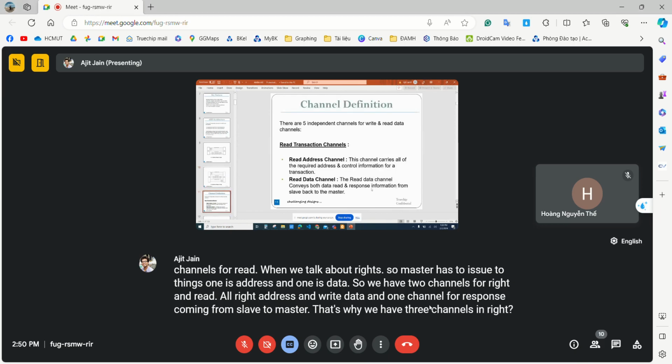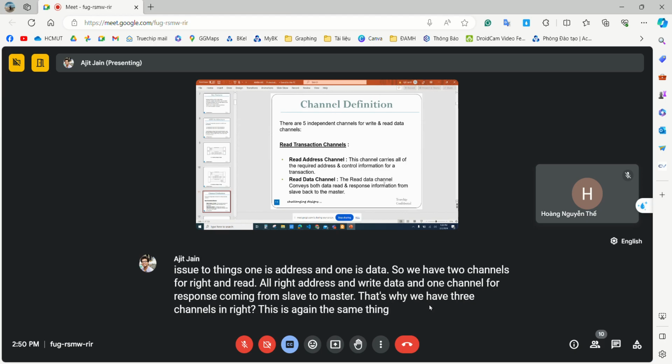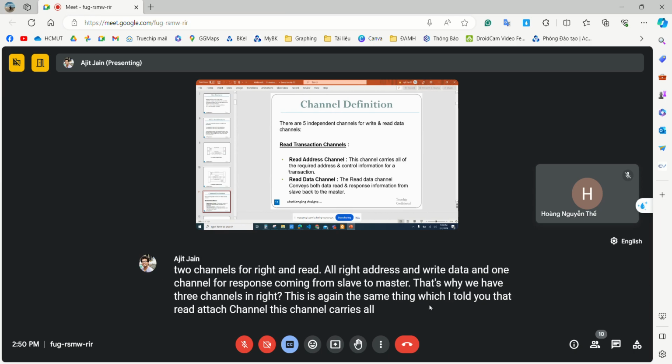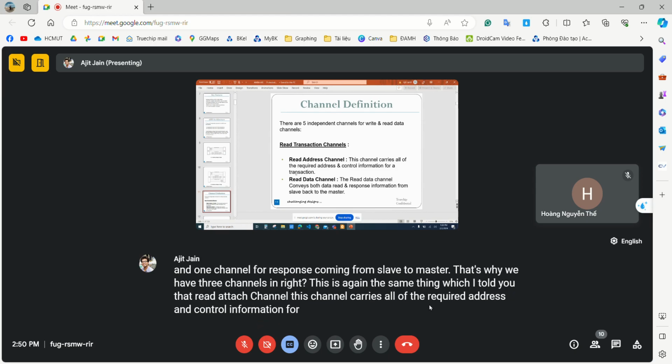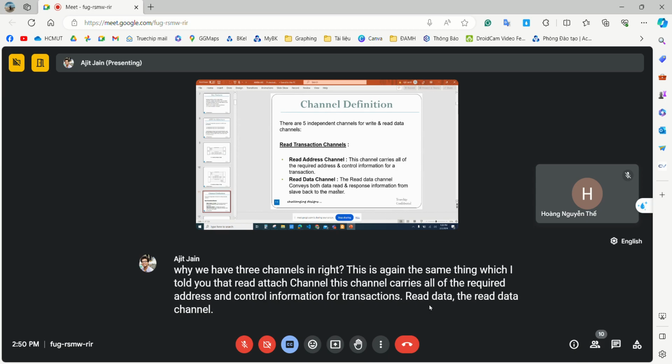This is again the same thing which I told you, the read address channel. This channel carries all of the required address and control information for transactions. And the read data channel conveys both read data and response information from slave back to master.